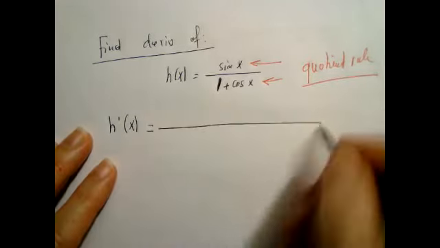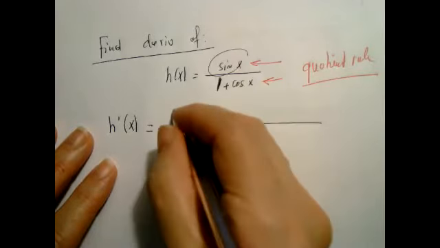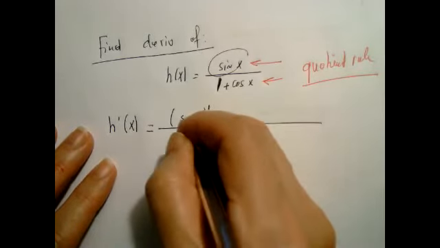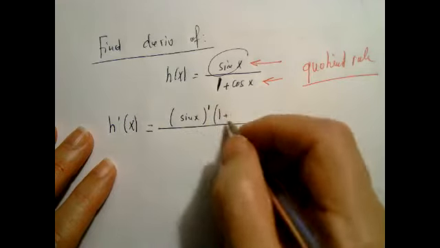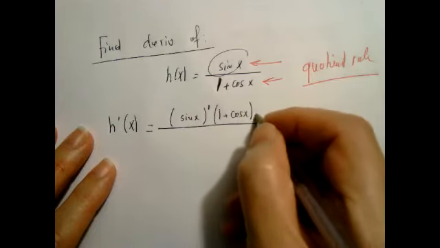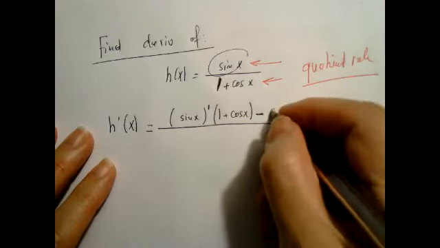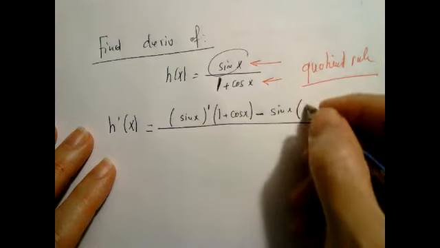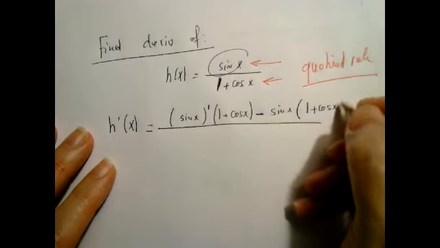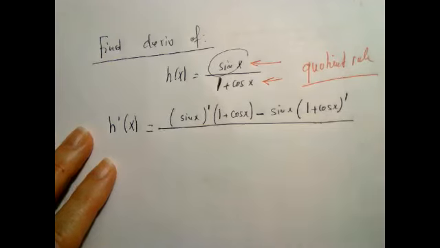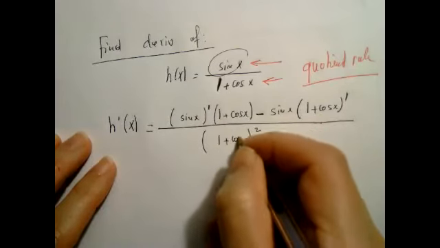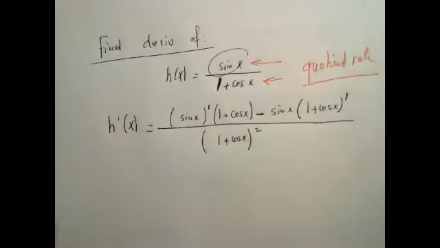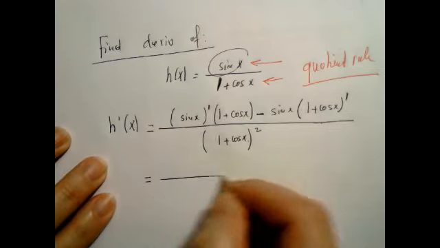So it's equal to the derivative of the sine function times the denominator, minus the numerator times the derivative of the denominator. The whole thing divided by the denominator squared. And let us compute this.